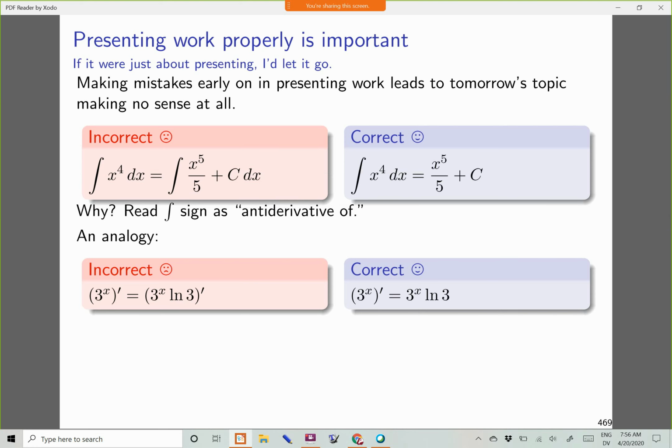Here's the same type of error in a different situation. We recognize that if we wrap a function in parentheses and put a prime around it, that's one of the notations for derivative of. So I want to do the same analogy in the derivative world. This is saying that the derivative of 3 to the x is the derivative of 3 to the x ln 3. But that's not what the derivative is. The derivative of this function isn't take another derivative. The derivative of 3 to the x is 3 to the x times ln of 3, without a derivative sign on the right side.